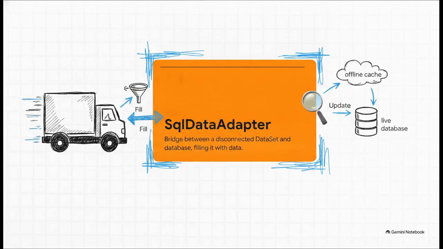Let's do some rapid-fire definitions for that disconnected architecture. First up, the SqlDataAdapter. Like I said, it's the bridge. Really, just think of it as a delivery truck. It uses the Fill method to drive data from the database right into your offline cache, and then it uses the Update method to drive your offline changes right back to the live database.